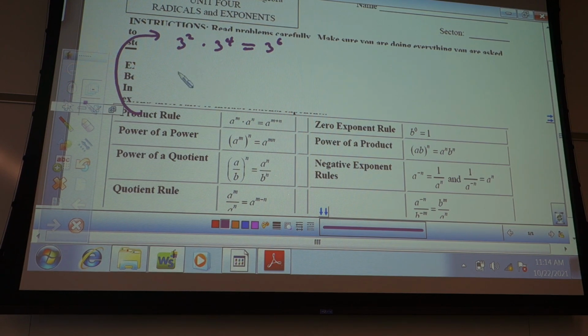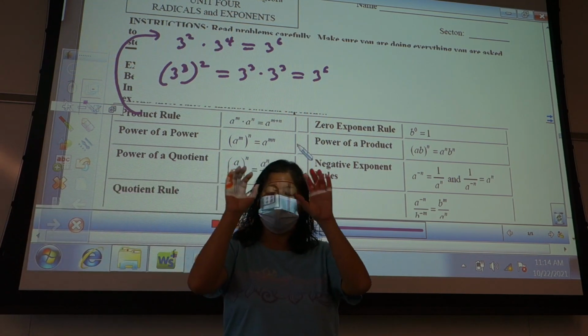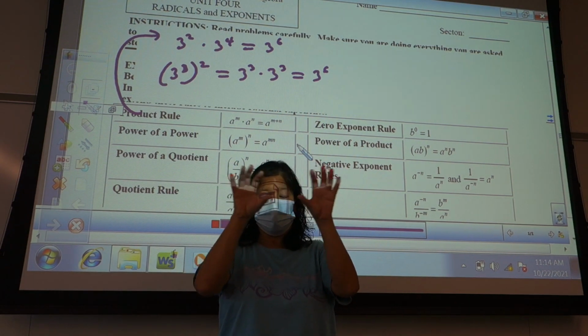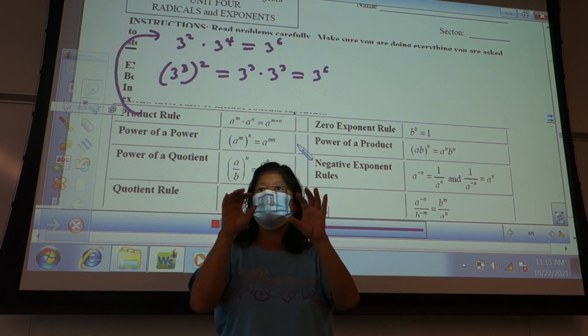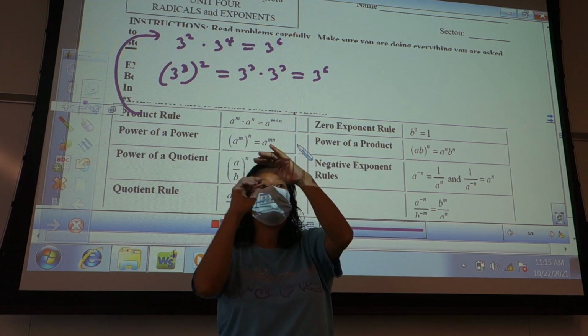Power to power. 3 to the third to the second. It's the same thing as taking whatever's inside of here, multiplying by itself twice. Right, so it's 3 to the third times 3 to the third, which we all know is 3 to the sixth, because of the rule right above it. So power to power, you multiply. If it's the same bases and you're multiplying them by each other, you add their exponents. If you're raising one to the other power, that's when you multiply.